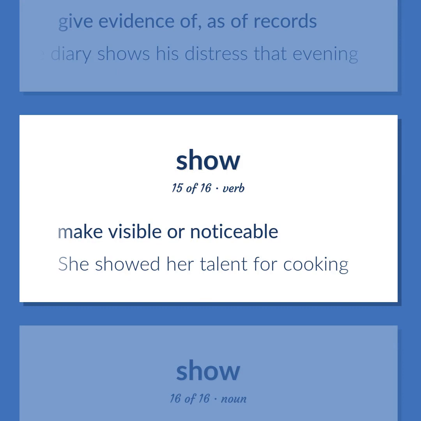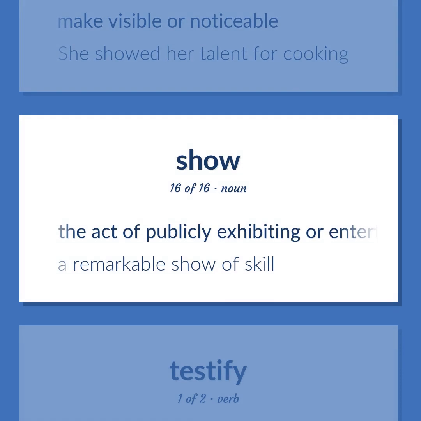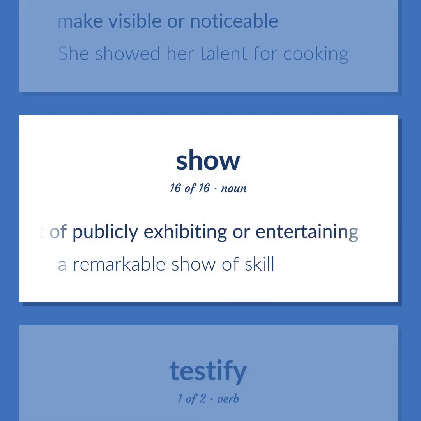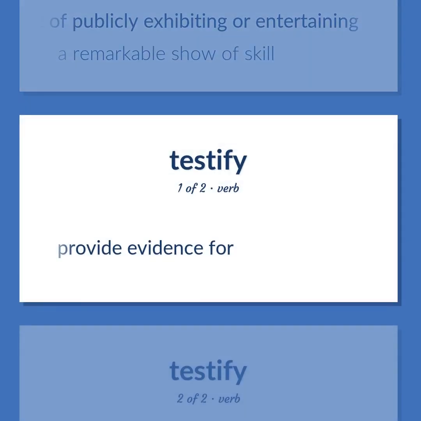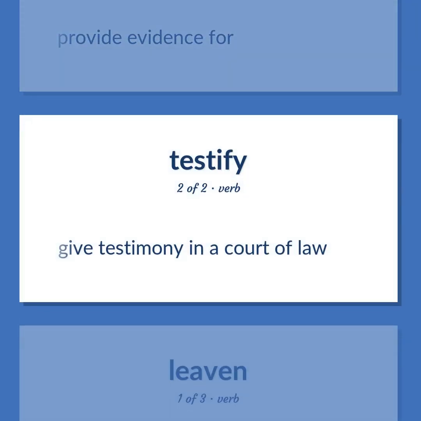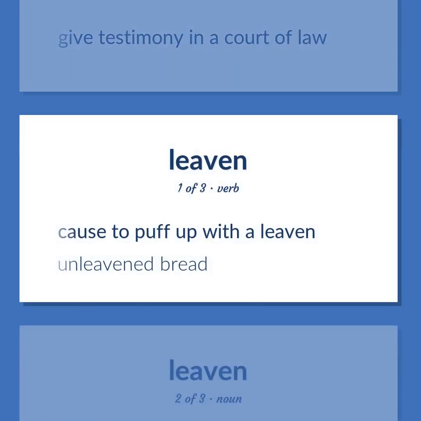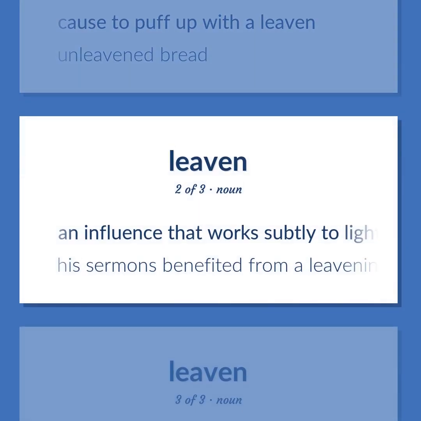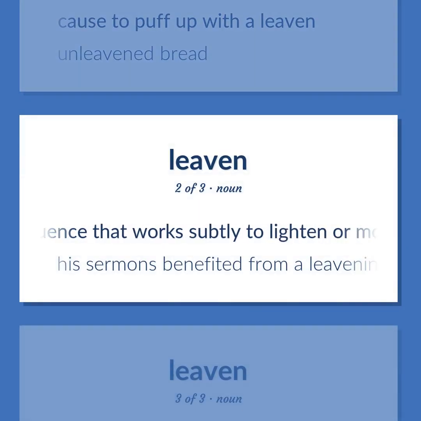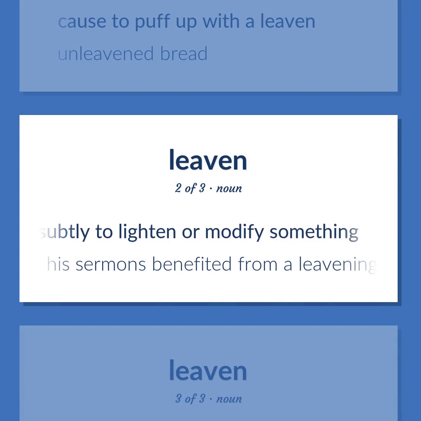Make visible or noticeable. She showed her talent for cooking. The act of publicly exhibiting or entertaining. A remarkable show of skill. Provide evidence for. Give testimony in a court of law. Cause to puff up with leaven. Unleavened bread. An influence that works subtly to lighten or modify something. His sermons benefited from a leavening of humor.